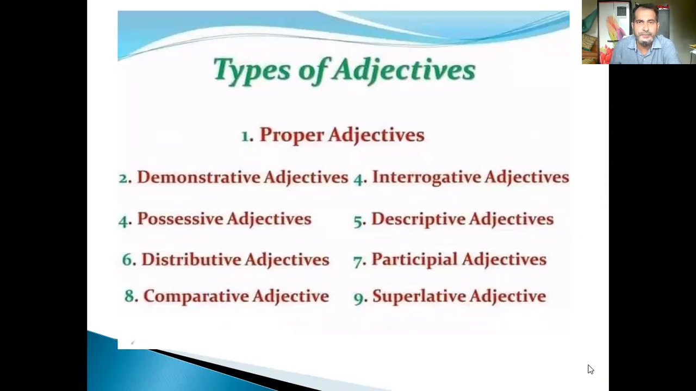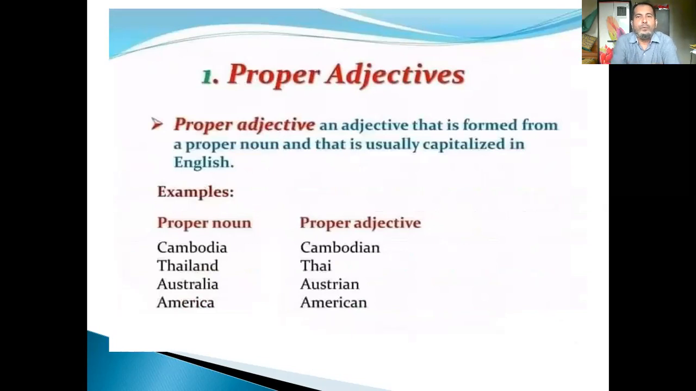What are proper adjectives? Which are called proper adjectives? Proper adjectives are those adjectives that are formed from a proper noun and that are usually capitalized in English. For example, Bangladesh is a proper noun and Bangladeshi is a proper adjective. If I say that I am a Bangladeshi, here Bangladeshi becomes the proper adjective. So a proper adjective is derived from a proper noun.